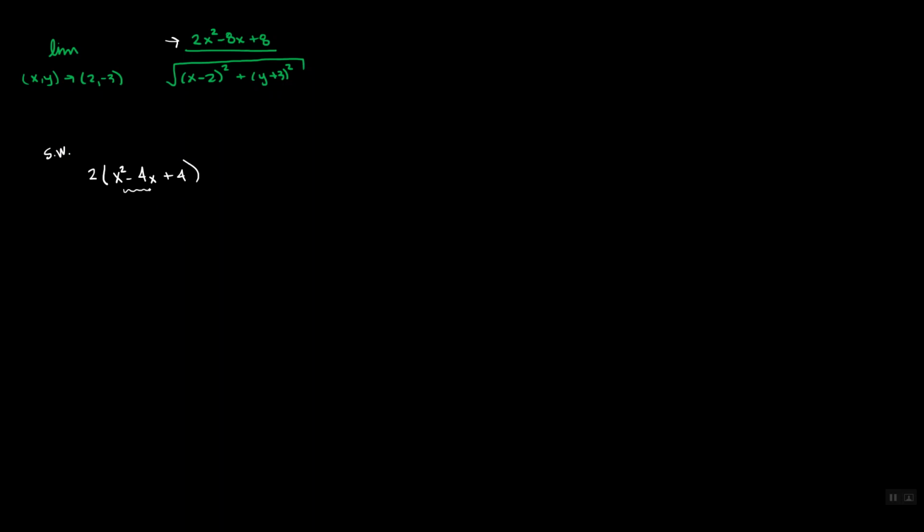And then I also notice that what I have remaining when I factor the 2 out is a perfect square binomial, x minus 2 squared. So we're going to rewrite the numerator using this new factored form. And we're still at an indeterminate form. So we're going to have to get a little bit clever here.